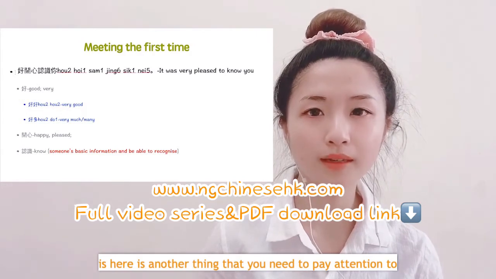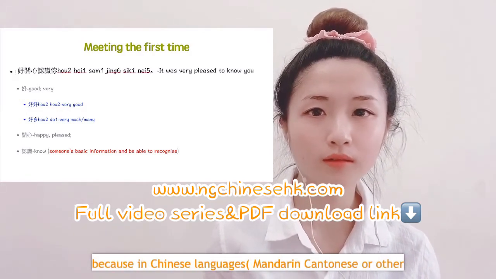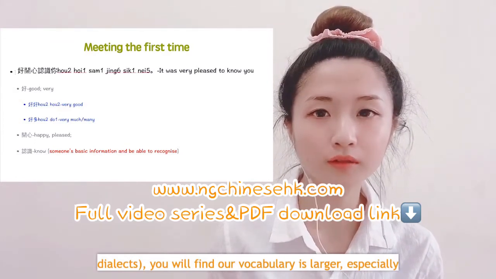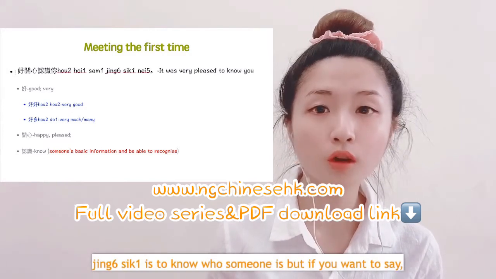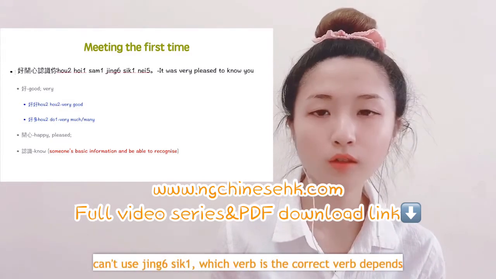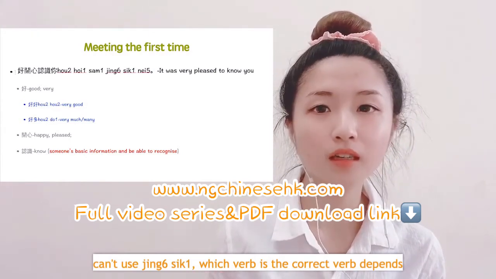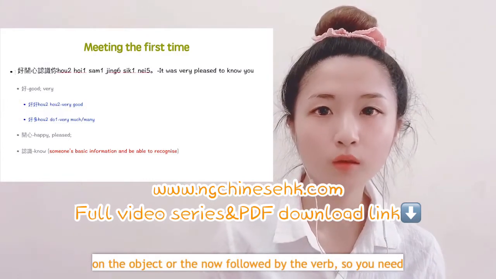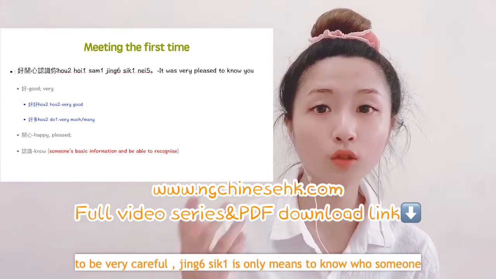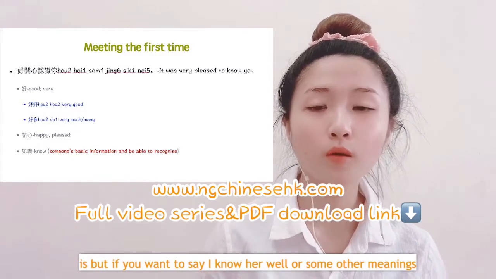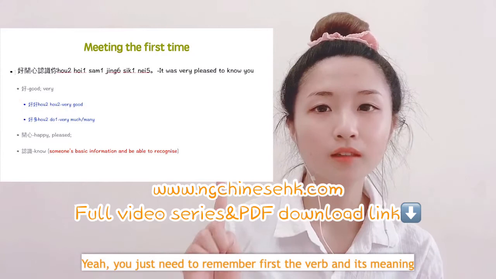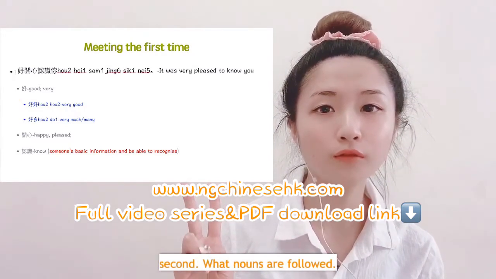Here is another thing that you need to pay attention to. Because in Chinese languages, Mandarin, Cantonese, or other dialects, you'll find our vocabulary is larger, especially for verbs. 认识 is to know who someone is. But if you want to say you know something or you have the idea of something, you can't use 认识. Which verb is the correct verb depends on the object or the noun followed by the verb. So you need to be very careful. 认识 only means to know who someone is. But if you want to say I know her well or some other meanings, you can't use 认识. You just need to remember first the verb and its meaning. Second, what nouns are followed.